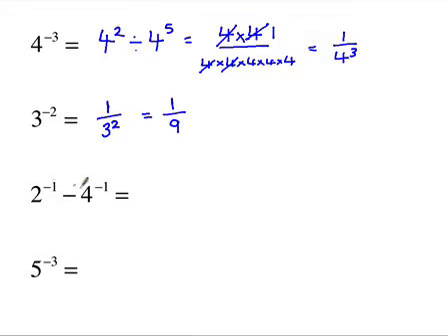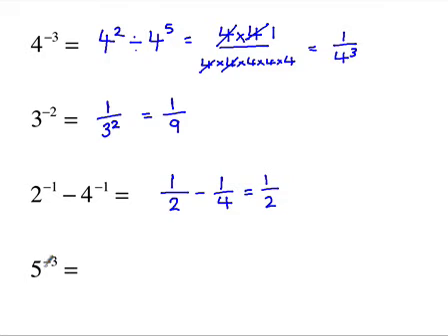In this next question, I can work out like a fraction. I've got the minus here, so I know it's 1 over. And then it's 2 to the power of 1, which I know is 2. Then here we've got 4 to the power of minus 1. The minus tells me it's 1 over, and 4 to the power of 1, which is 4. So the question is, what is a half take away a quarter? And that is a quarter.